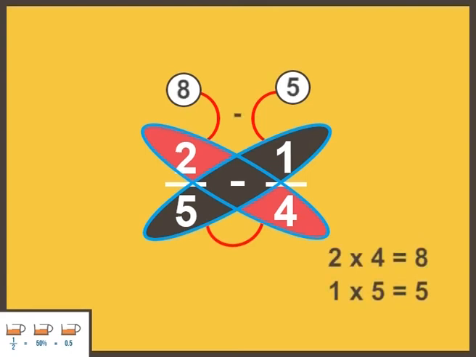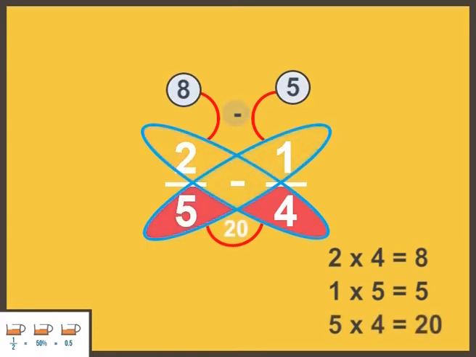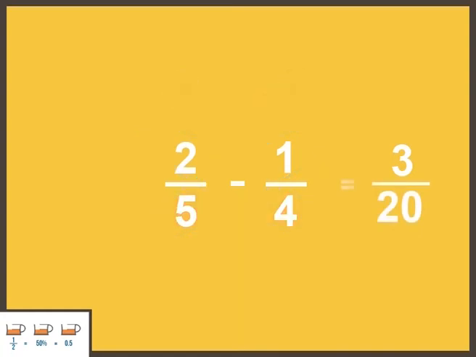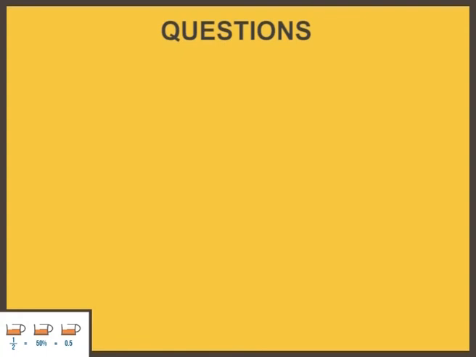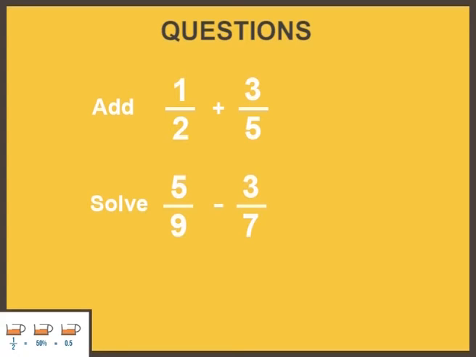Write the subtraction sign here. Write the product of denominators in the tail of the butterfly. Solve the subtraction 8 minus 5 and get 3 as the numerator and the number in the tail of the butterfly as the denominator. Therefore, the subtraction of the fractions 2/5 minus 1/4 is 3/20. Isn't the butterfly method really interesting? Try solving the following fractions using the butterfly. Add 1/2 to 3/5 and subtract 5/9 and 3/7.